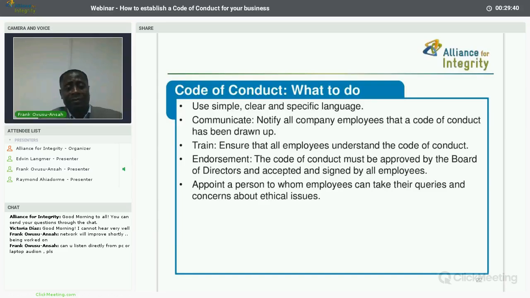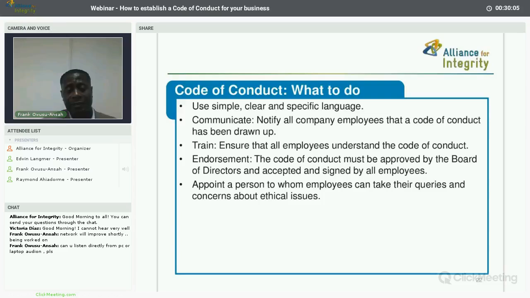Then we look at the training. Training brings understanding and also clarifies some of the ambiguities or the issues that the employees might have identified with it during the drafting stage. Then it can be ironed out by the management. And then when it's signed up, people understand it and they can identify themselves with it. And then they can comply with the rules and regulations that have been set in there.